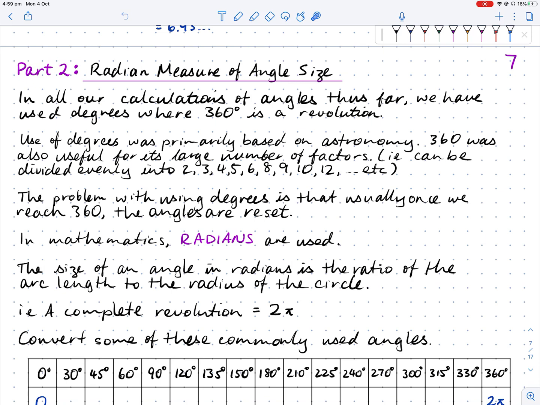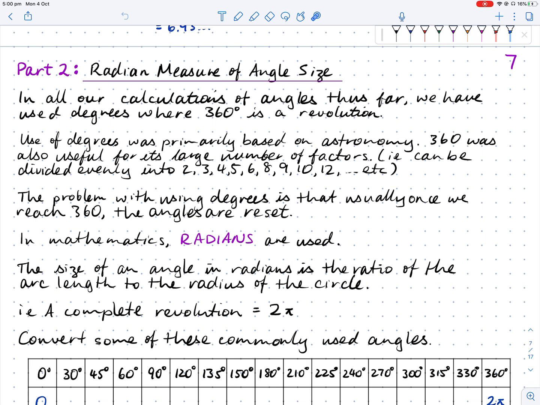So far, all of our calculations for angles, we've been using degrees. And we talked about 360 being a revolution. Now, you might ask, why do we use 360 degrees? The main reason we have 360 in a revolution was really based on astronomy, back in the days. 360 was a really useful number because it had so many factors. So if we needed to split our circle into a certain number of parts, it was much easier to work them out using 360 as a number to represent lots of sections.